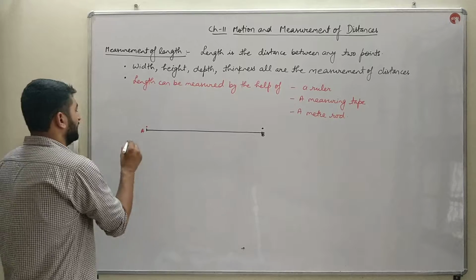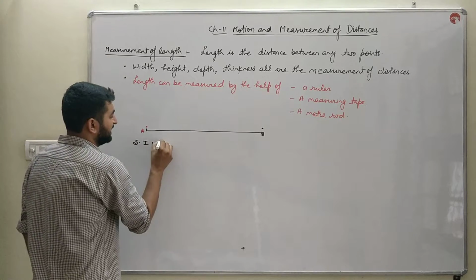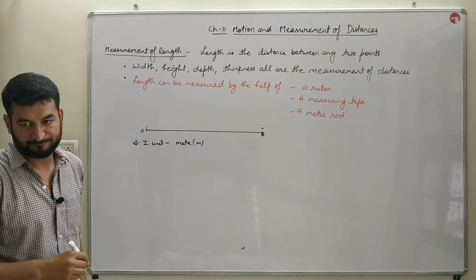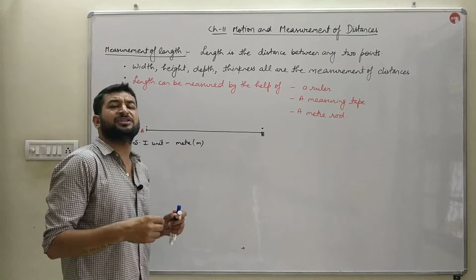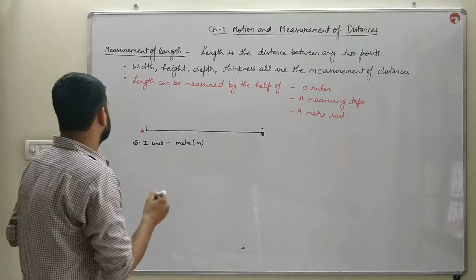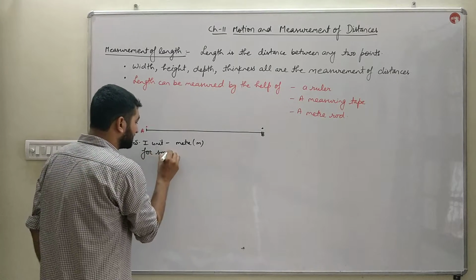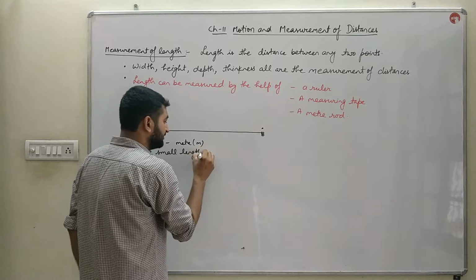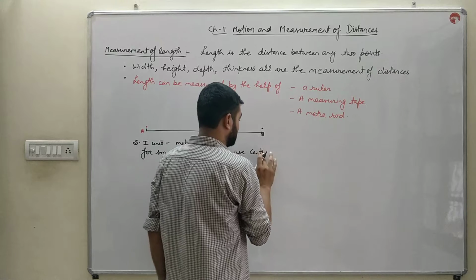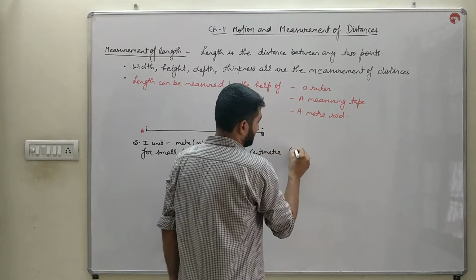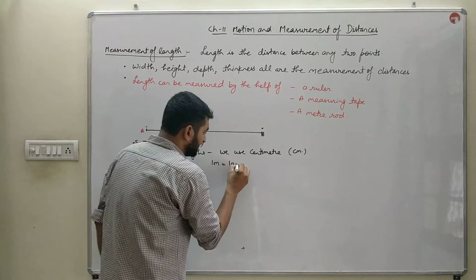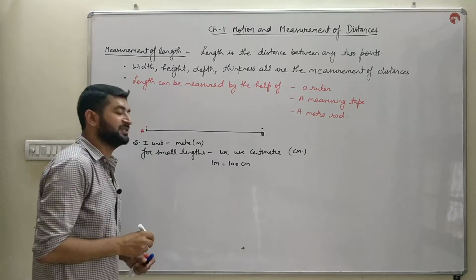The SI unit of length is, as we have discussed, bache, meter, represented by a small m. But sometimes it is not very convenient to measure small lengths in meters. So for small lengths, we use centimeters, and 1 meter is equal to 100 centimeters.